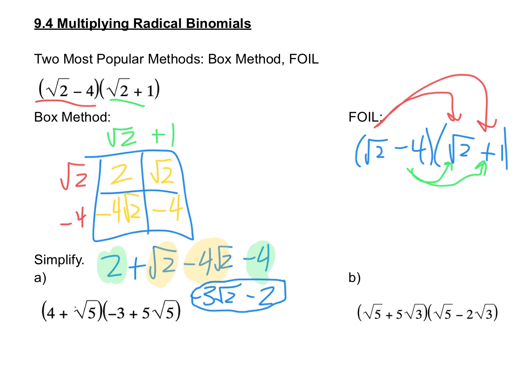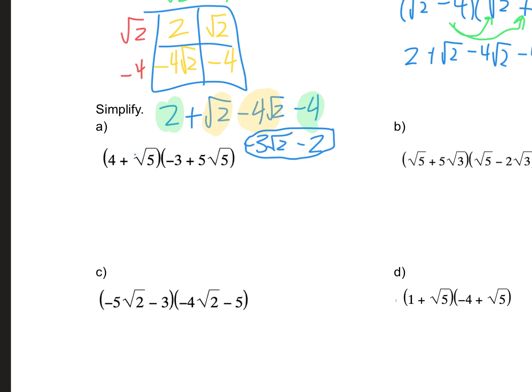So the square root of 2 times the square root of 2, that gets me 2. Square root of 2 times 1 gets me plus the square root of 2. Negative 4 times the square root of 2 is negative 4 square roots of 2, and the negative 4 times 1 is negative 4. So notice we got exactly the same terms as we did over here, so we will get the same answer. So you can choose either method. They both work well. So if one of them makes more sense to you, go ahead and use that one. But let's go ahead and apply this to some problems.